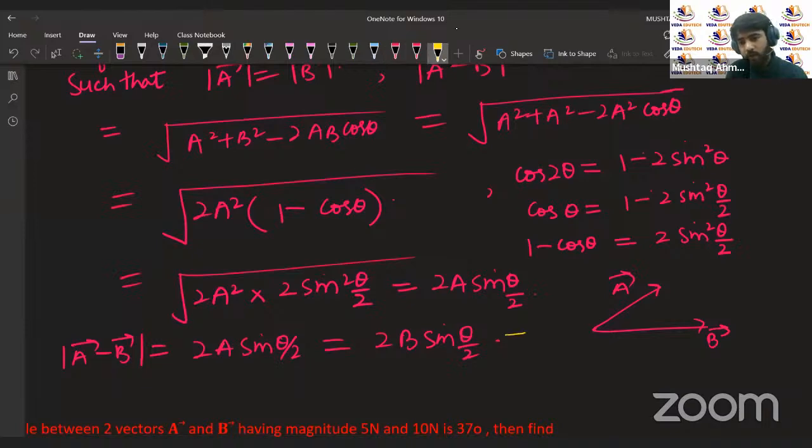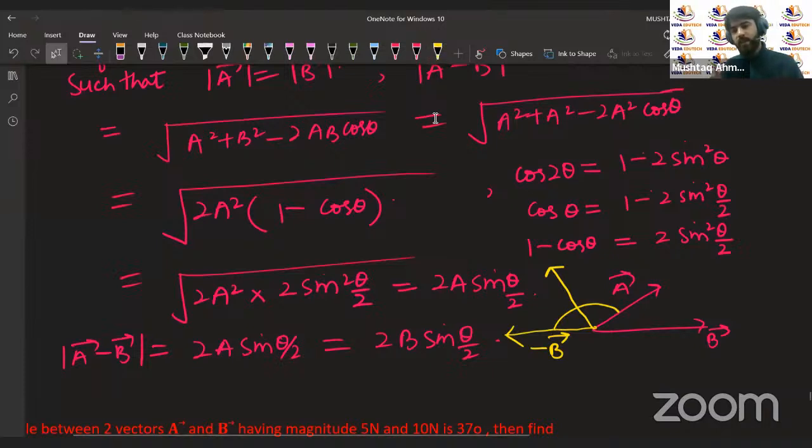And this is our minus b vector. Then this will be the resultant of a minus b, so it will be bisecting this angle. In the same manner, if we have two vectors of equal magnitude at an angle of theta, then the mod of a plus b is twice a cos theta upon 2.